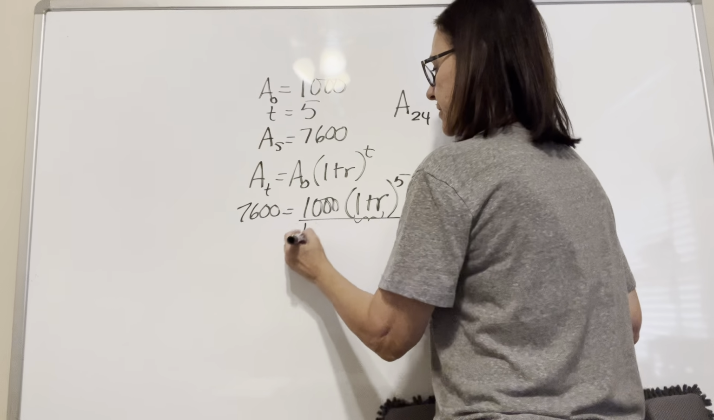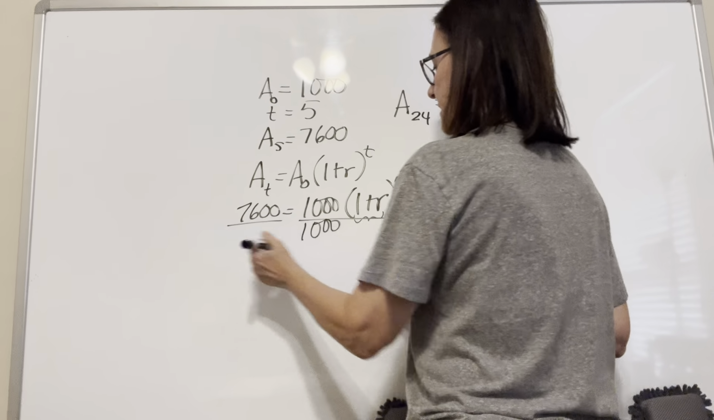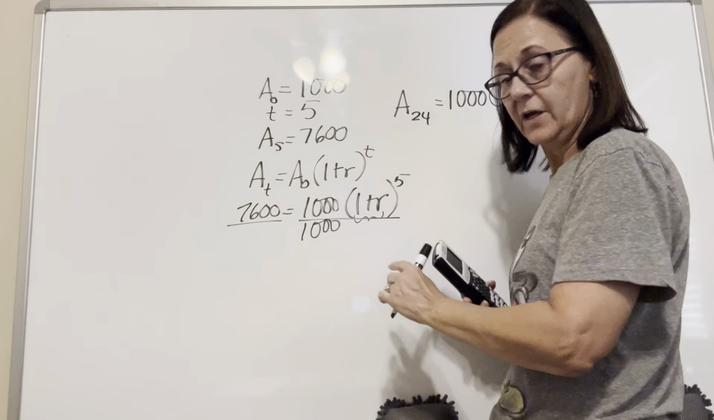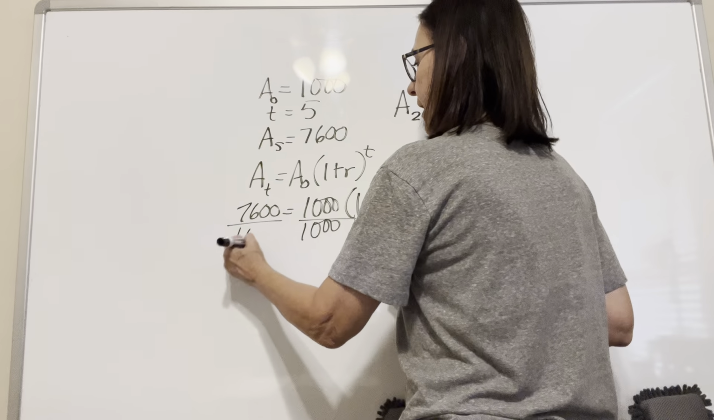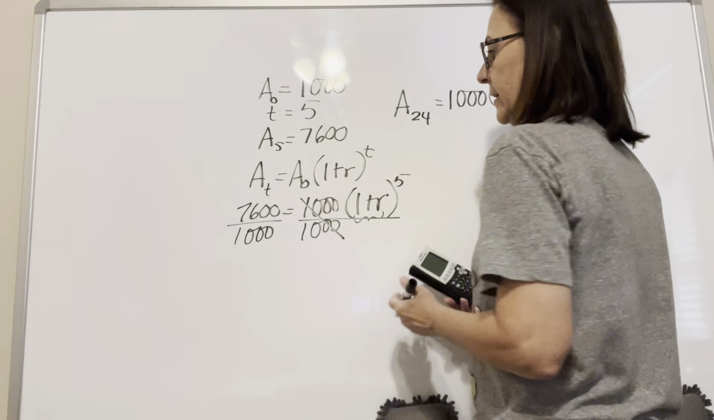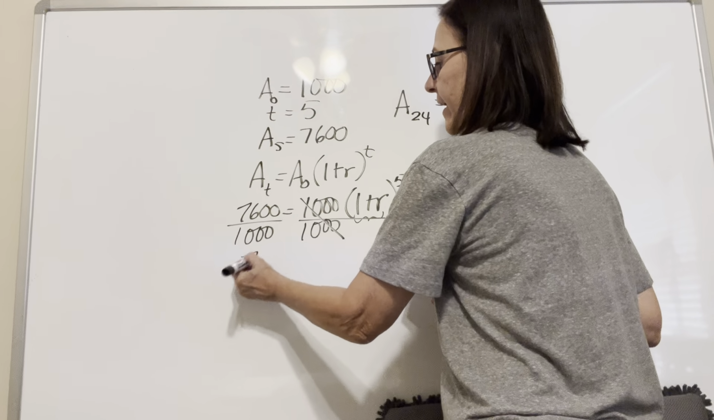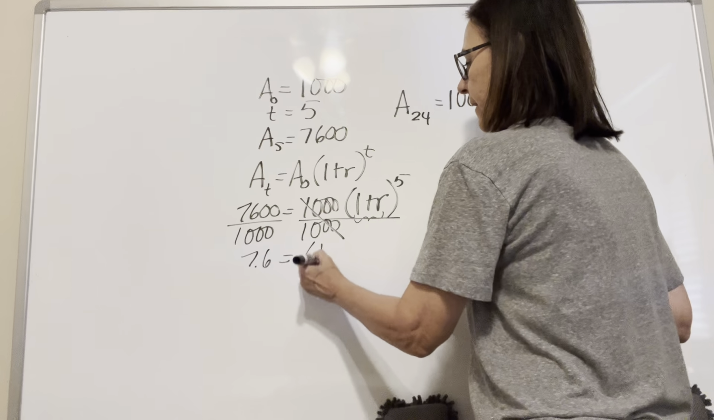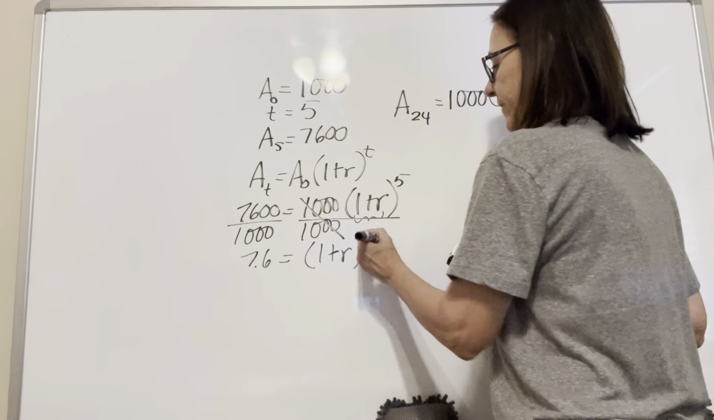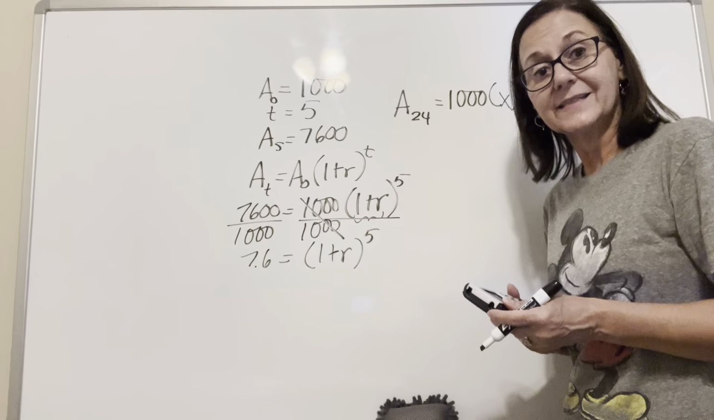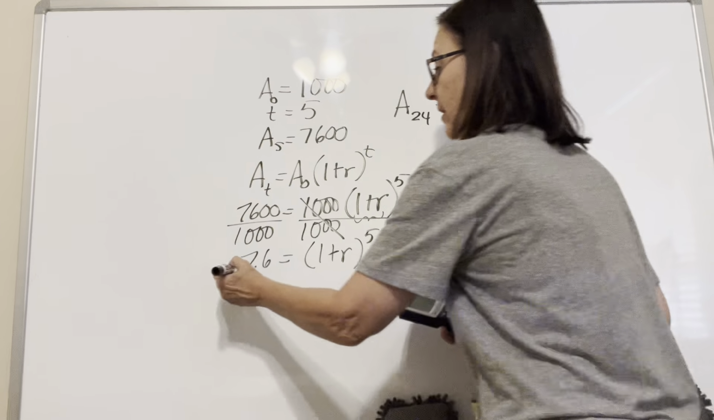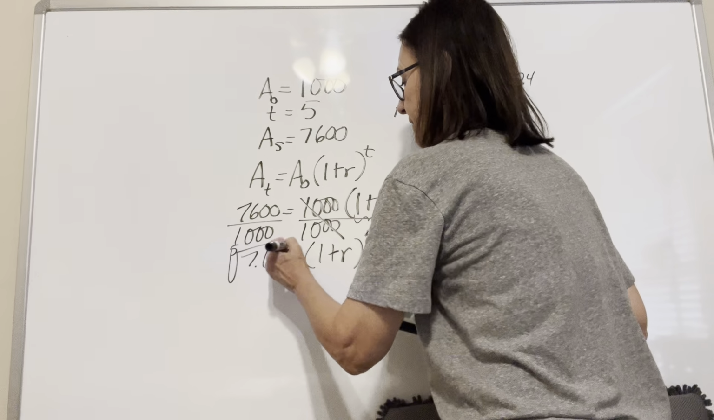Okay, so the first thing I do, I can simplify it. I want r by itself. So 1,000 is multiplied. I can divide both sides by 1,000. 7,600 divided by 1,000 is 7.6. It's 1 plus the rate to the 5th. Now, I can take the 5th root of 7.6.